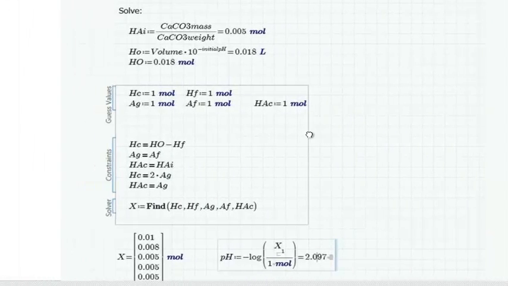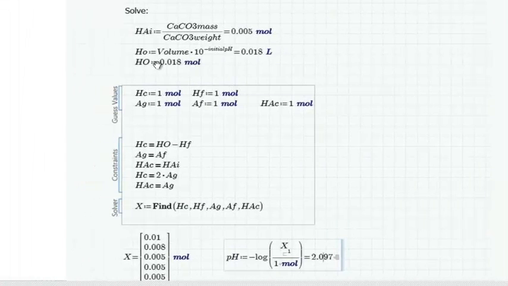Go over here to our solve block. Our first step is to calculate the moles of calcium carbonate that are going into the system. Just do that by the mass divided by the molecular weight, and that one will give you 0.005 moles of calcium carbonate. Finally, we need to calculate the moles of hydrogen ions that are in the system originally. You do this by taking the inverse of that pH equation. So it's going to be volume times 10 to the negative initial pH. That'll give you some weird unit, so just put it in moles right here.